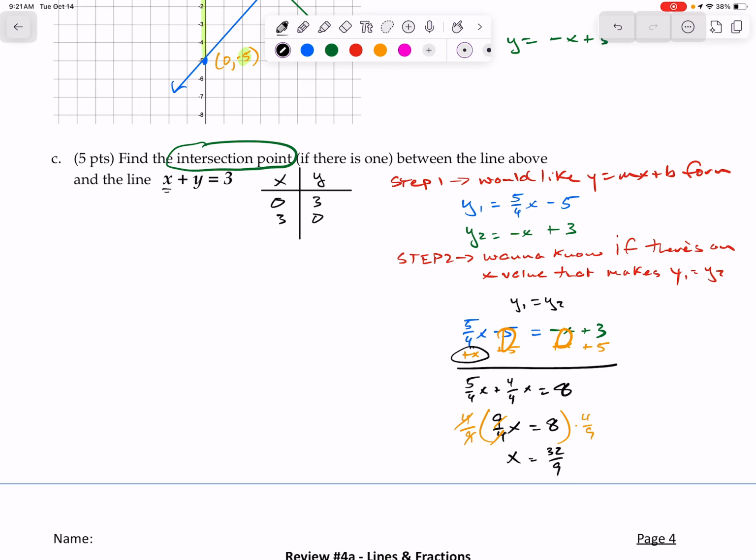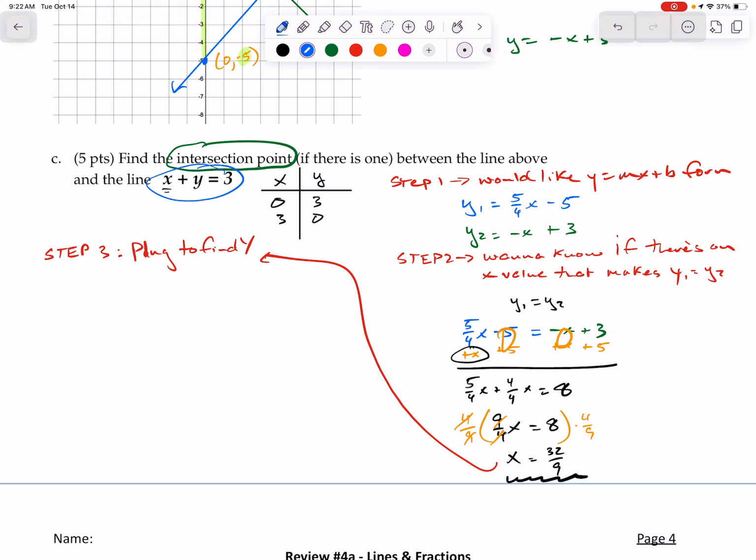And let's see if I managed to agree with what I wrote. Yep, there we go. So this is our x value, not the end of our answer. Step 3, plug to get y. So I'm going to plug back into that one. So 32 over 9 plus y equals 3.